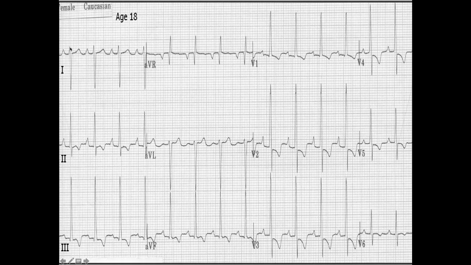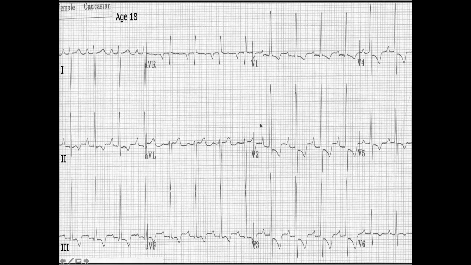Lead 1 is mostly negative. We don't have to worry about that. AVL is almost all negative. Don't worry about that. AVF is at 20 millimeters or greater. So I've got 5, 10, 15, and almost like 17 or 18 millimeters. So we might be getting close to some left ventricular hypertrophy, but we're not going to diagnose it here.